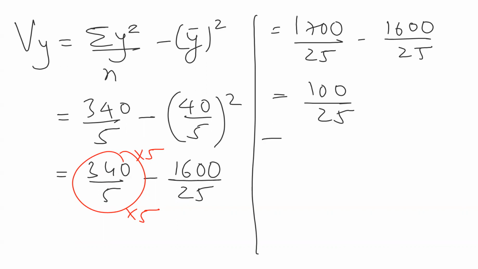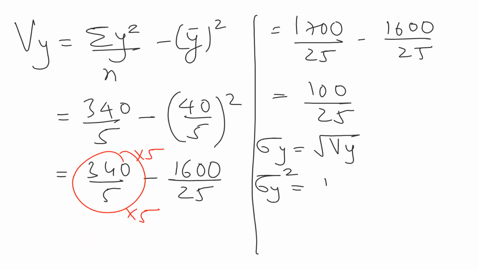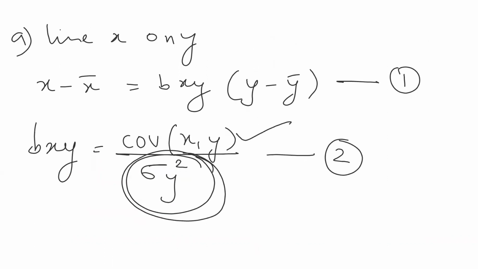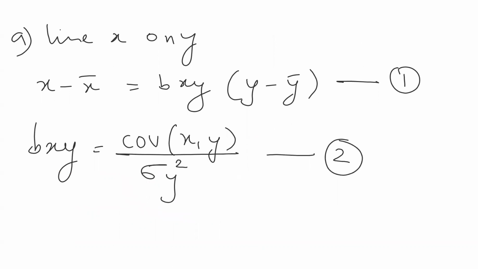Now standard deviation of y is equal to root of variance of y. Squaring both the sides. See why we have to square, because we require standard deviation of y square. Squaring both the sides. So this is equal to variance of y after squaring. So standard deviation of y square is equal to 100 by 25. So we have both the quantities over here. We have got standard deviation y square. We also have got covariance, right?